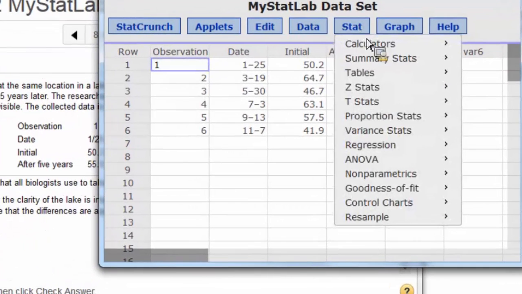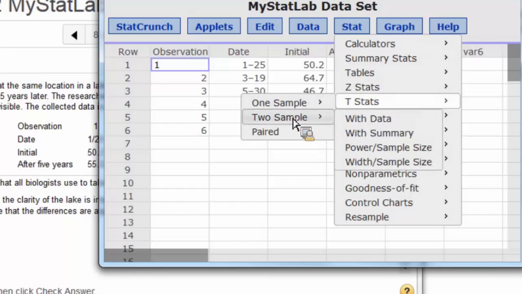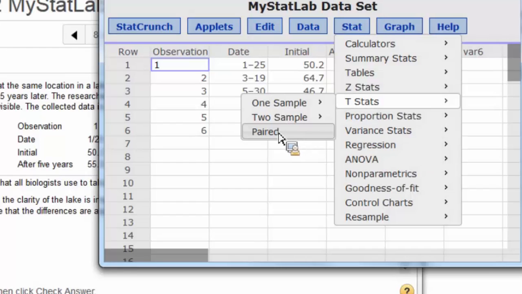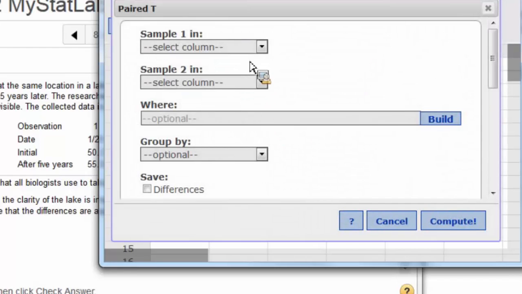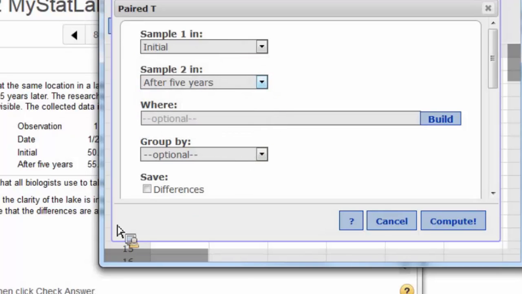Stat. It's two means, so it's t-stats. All of our studies on means use the t-distribution. You see one sample, two sample is independent. We have matched pairs. Sample 1 is in initial. Sample 2 is after 5 years.